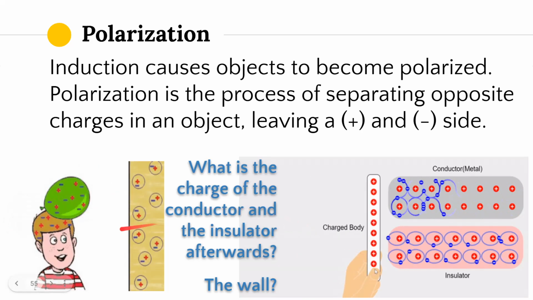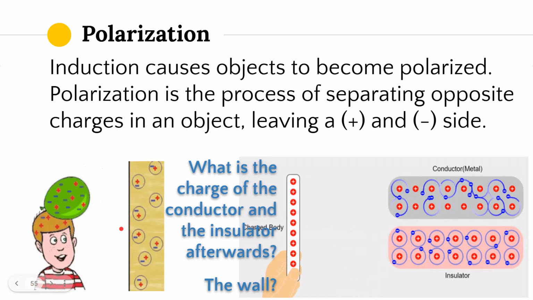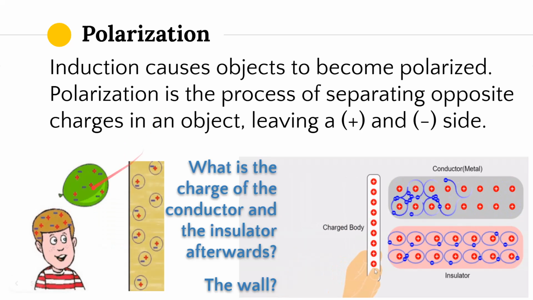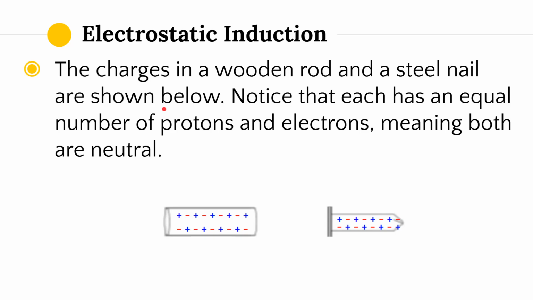Same thing with the wall. It's still neutral. We just see this polarization that causes the same opposites attract, and then the balloon sticks to the wall. But again, you can induce a charge using polarization. It just takes some extra steps. So let's talk about electrostatic induction.